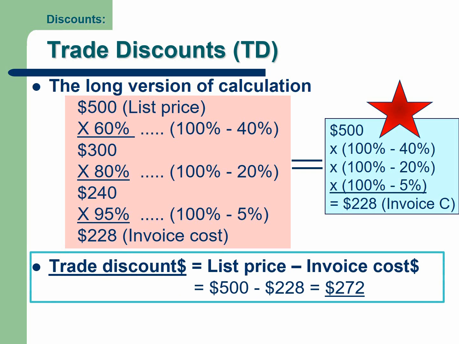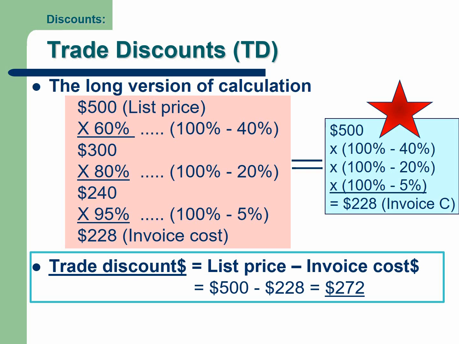So once you have the invoice cost calculated, then finally we can also, if we want to know, calculate the trade discount dollar. Trade discount dollar basically means how many dollars have been discounted, right? Whereas the invoice cost is, after the trade discounts, how much do you have to pay? So the trade discount is the difference between the list price or suggested retail price minus the invoice cost that we calculate using one of those previous methods that we just talked about.